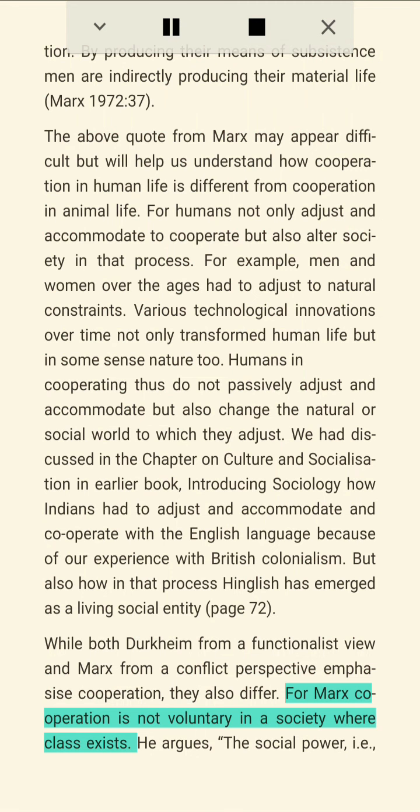For Marx, cooperation is not voluntary in a society where class exists. He argues the social power, i.e., the multiplied productive force, which arises through the cooperation of different individuals as it is caused by the division of labor, appears to these individuals, since their cooperation is not voluntary but has come about naturally, not as their own united power, but as an alien force existing outside them.